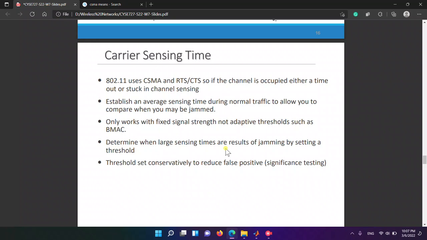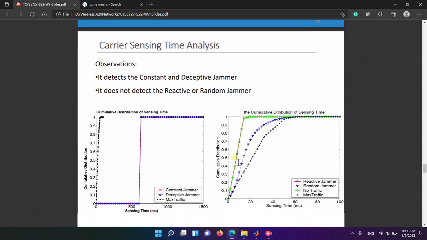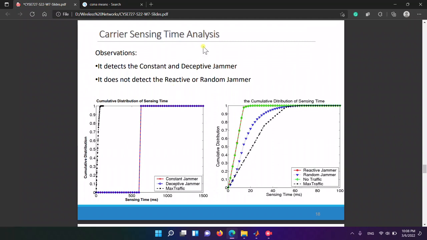Determine when large sensing times are results of jamming by setting a threshold. Okay. So it makes sense. إنه مثلاً فلنفترض إنه عندنا high signal strength, بس the time is very high. يعني it doesn't make sense. يعني high signal strength supposed to take lower time to send. Threshold set conservatively to reduce false positive. Okay, هاي makes sense. يعني منعدل threshold بطريقة إنه يكون يعني إذا في to detect a jammer بشكل أهم. Okay.